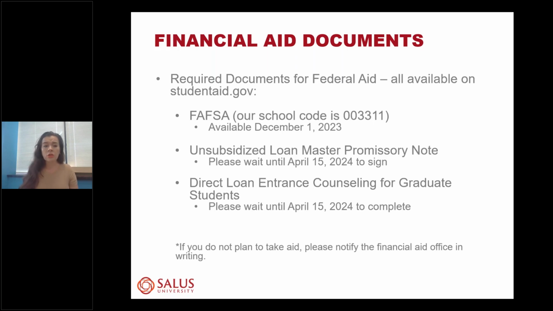You'll also need to complete a direct unsubsidized loan master promissory note. You'll also have to do entrance counseling for graduate students. You should not do those any sooner than April 15, 2024. And quite frankly, I would suggest that you wait even a little bit later to do those. I usually tell my students to wait until a little farther into the summer to do all those documents at one time. I can tell you as we continue with this presentation or during the year, when's a better time to do those. I just want to make sure that you're completing those documents at a time when they make sense for you and at a time when you can complete them all at once and get all that documentation you need. Again, that's not the FAFSA, it's the other documentation that's needed for your loans.